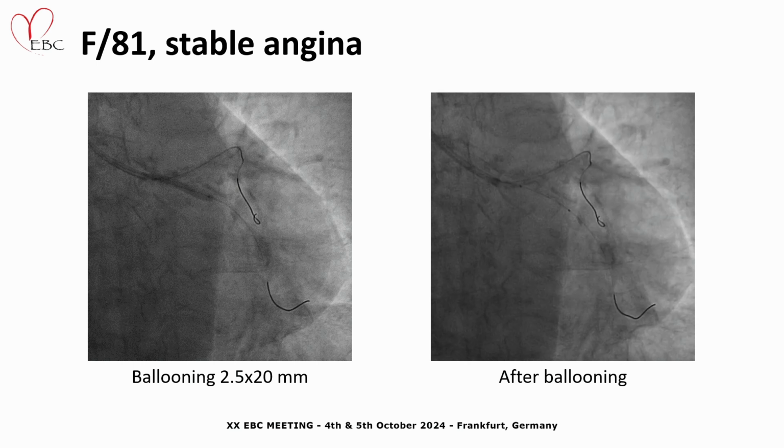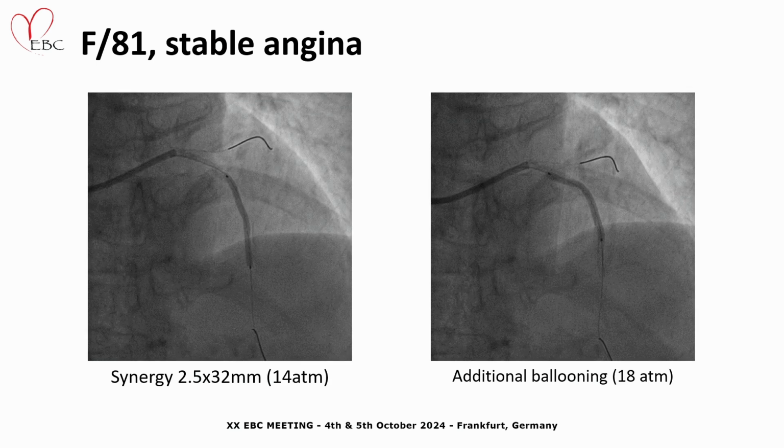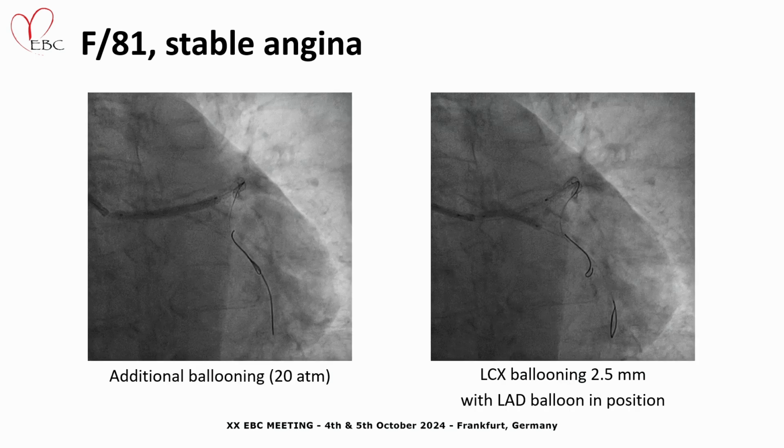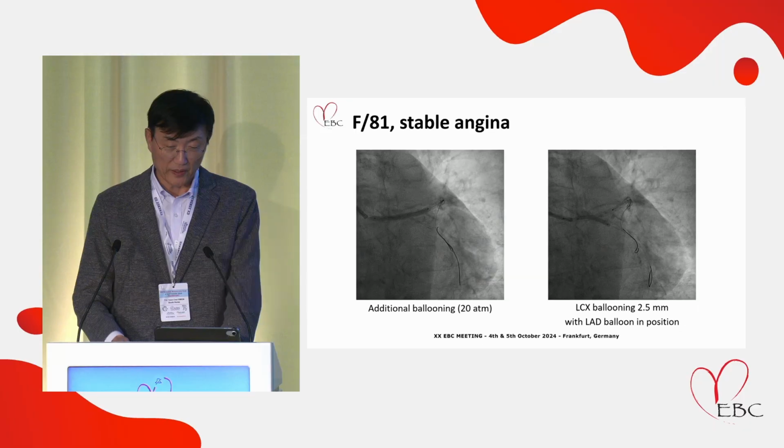and we found the lesion is very well prepared for the stenting. So we simply put a 2.5 by 32 millimeter stent in the LAD, pulled back the balloon and applied high pressure for dilatation of the calcification. Another stent proximally, additional ballooning, and high pressure ballooning proximally. So we did a circumflex ballooning afterwards. Please note that the LAD balloon is in position all through the procedure afterwards, even during the side circumflex stenting.